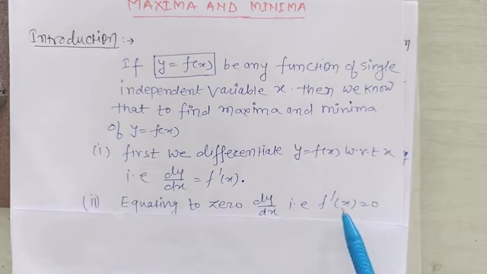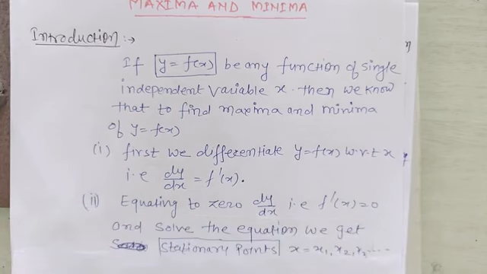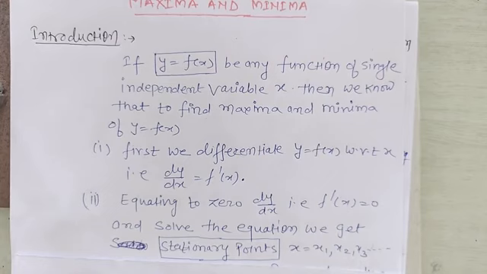If this equation is quadratic, then we get 2 values of x. If it is cubic, then we get 3 values of x. And if it is biquadratic, then we get 4 values of x, and so on. So solving the equation f'(x) = 0, we get the stationary points x = x1, x2, x3 and so on. These are the only points where we can get maxima and minima. At no other point can we find maxima or minima.